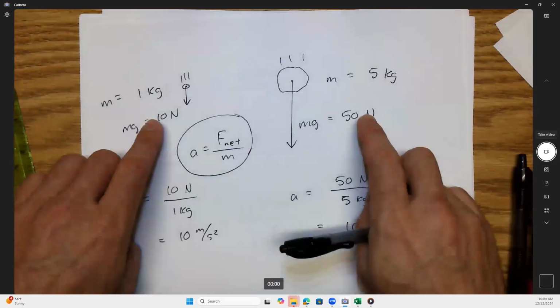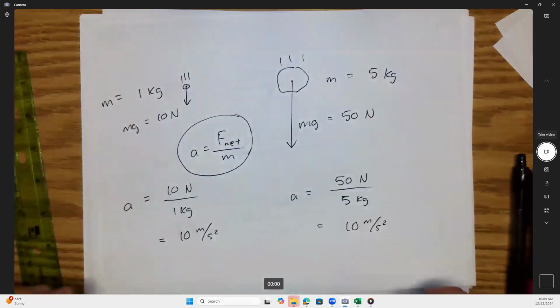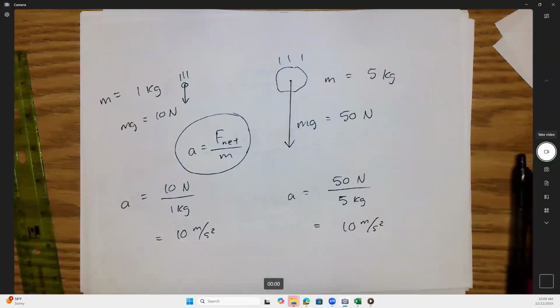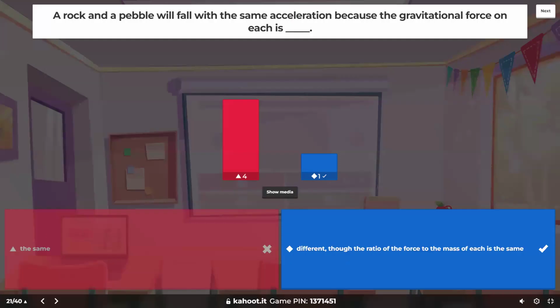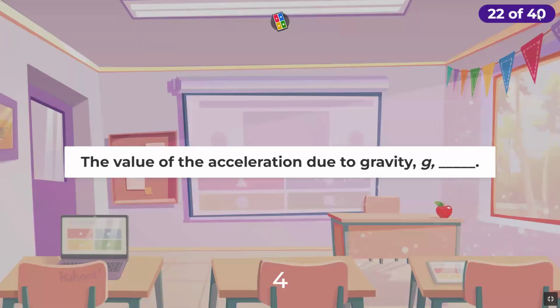If you drop the pebble and the rock off a cliff, do they hit the ground at the same time? Yeah, as long as there's no air drag, that'll be true. Right? And so different weights, different masses, but the ratio of force to mass is the same. Yeah, there's your acceleration. Somebody got that. Value of acceleration due to gravity.